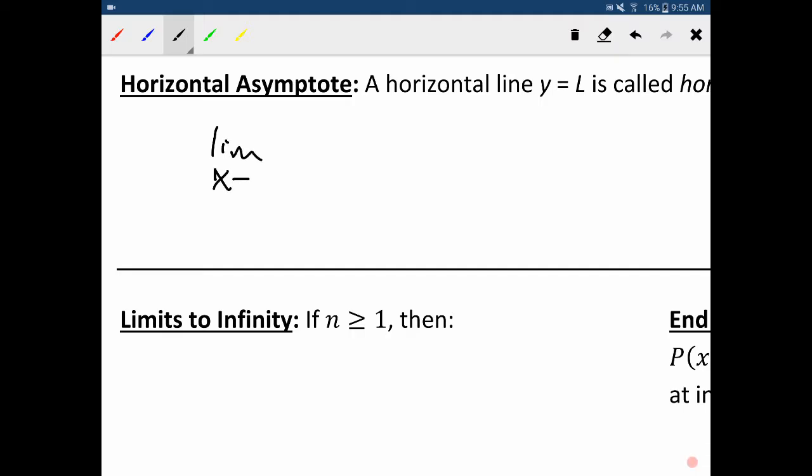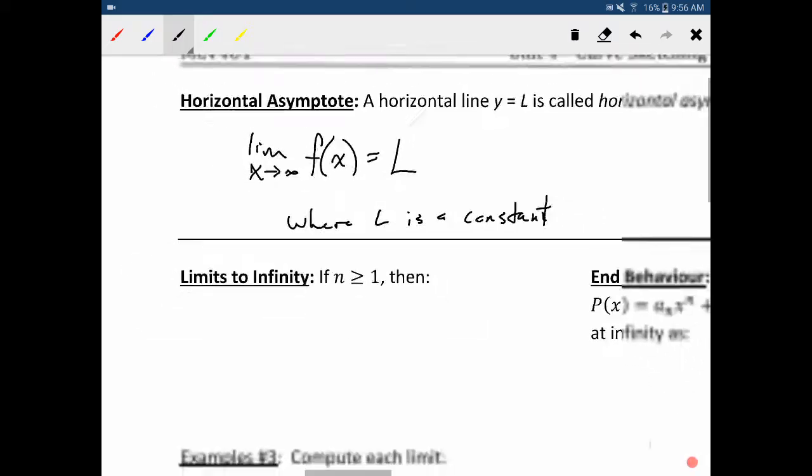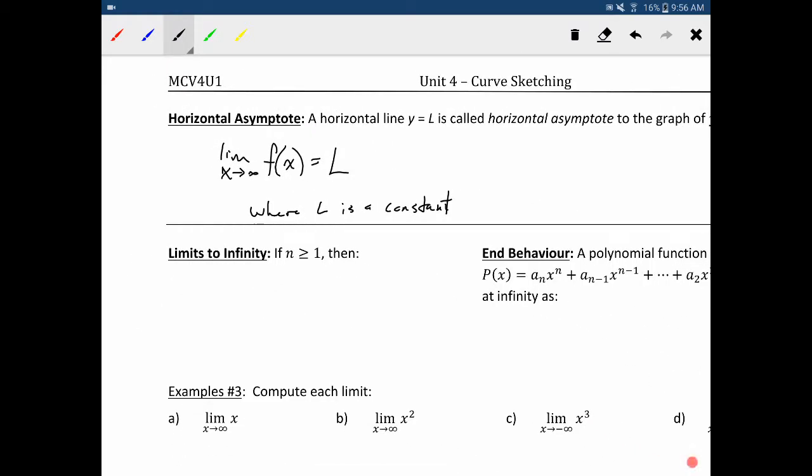So the first thing we're going to do is say what it is. If you have the limit as x approaches infinity of a function, and it equals L, where L is a constant, then that's going to give you a horizontal asymptote at y equals L.